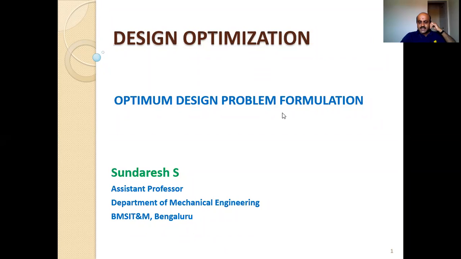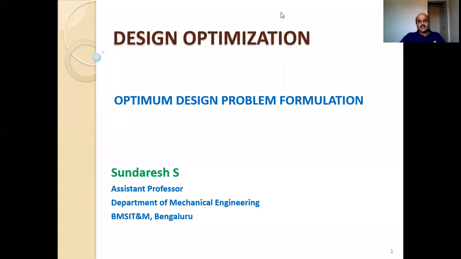Yeah. In yesterday's class, we just started with the optimization, optimum design problem formulation, and we revised what we discussed 15 days back, the different steps which are involved in the procedure. And of course, I discussed everything in detail in yesterday's class also, in order to have a revision of the things we discussed in the regular class.